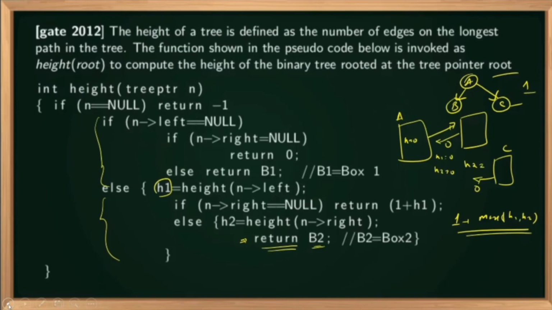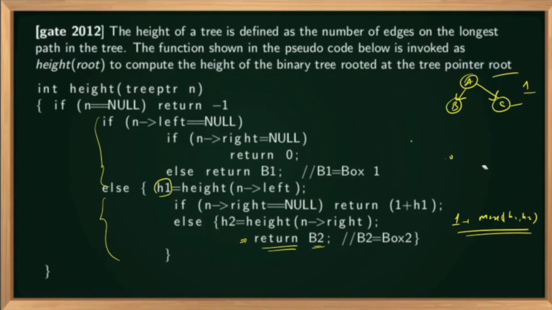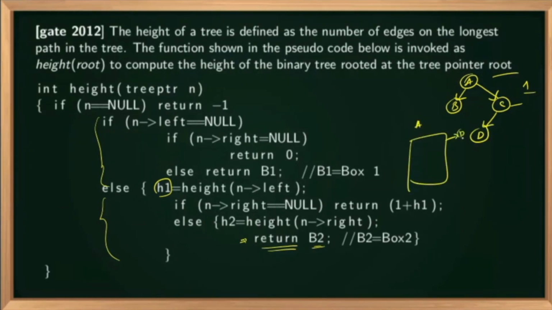So far clear? Okay, now let's just take another tree. Maybe I'll take a tree with one more node. Maybe I'll put a D here. And I know now if I pass A, then it will call B, then it will return 0. So I know h1 is equal to 0, right? h1 is equal to 0. Then I will be calling with C.